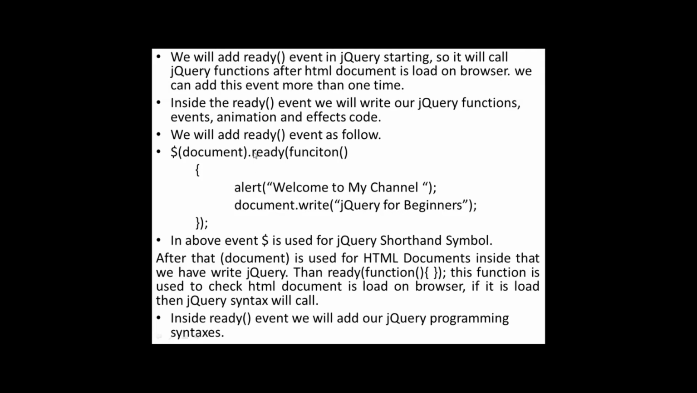In the next topic we will write the same syntax for different events. Inside the block I have written two statements, and these two statements are for printing. This one is for an alert message box which will print welcome to my channel on the alert window, and this one is for printing a statement on the browser window. That means it will show me the output on the browser, jQuery for beginners.